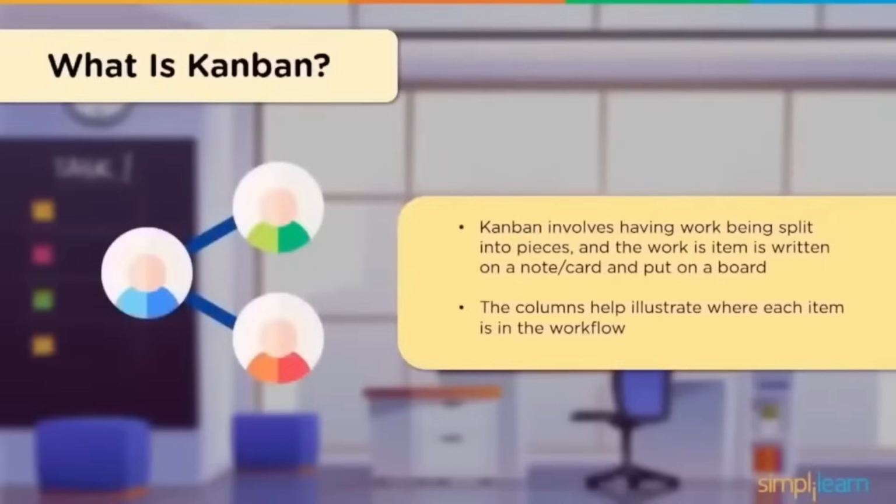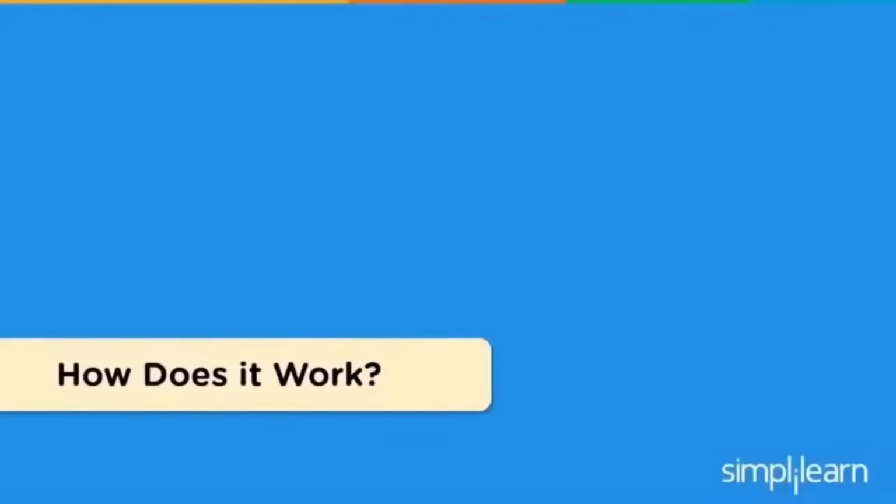So on the Kanban board, work is divided into smaller, more manageable pieces. The work that needs to be done is written on a note or card and placed on a board. Columns on the board help represent where each item is with respect to the workflow. Now let's have a look at what these are in detail. Let's find out how Kanban works.